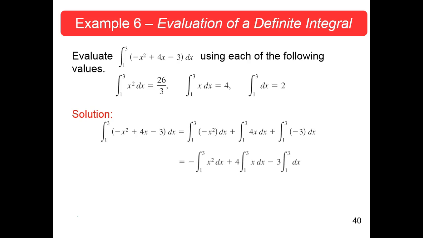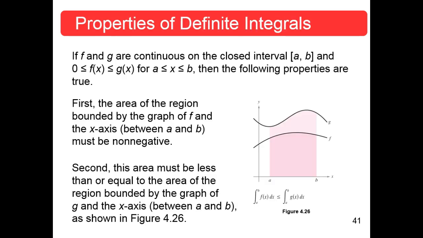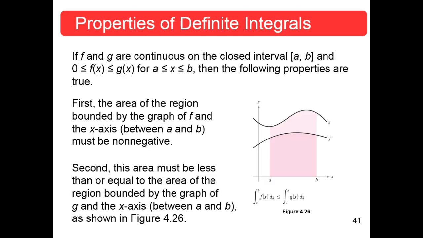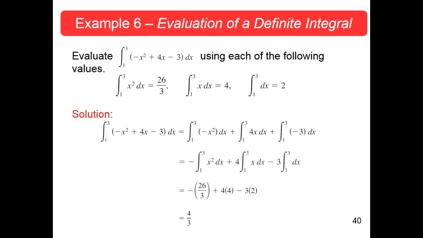And then plugging those in, you get negative 26 thirds plus 4 times 4 is 16, minus 6, which is 4 thirds, okay. Then they skipped right to the answer. Did everything else in gory detail, but then went right to the answer. They don't like doing math either. Okay. Now, any questions on that before we leave it? Okay.